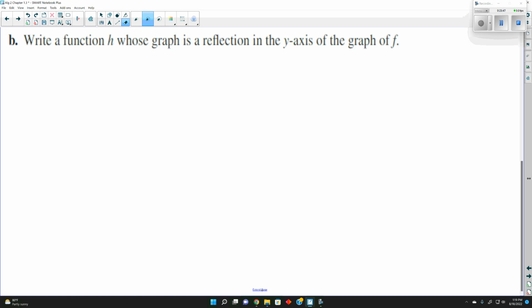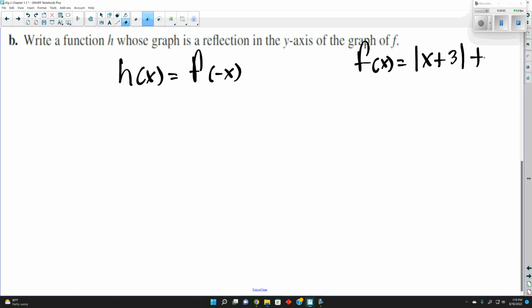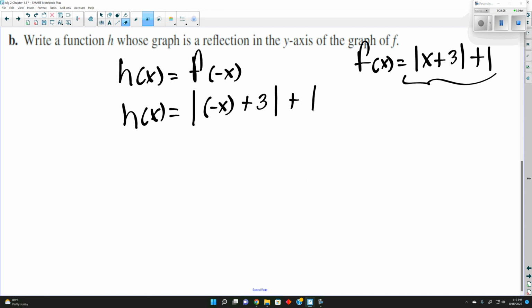So this time we want to write a function h of x whose graph is a reflection in the y-axis. So this time we're talking about f of negative x of the graph of f. So this time we're replacing x with negative x. So every place that there's an x in this function, we're replacing it with a negative x. So h of x is equal to the absolute value of negative x plus 3, plus 1.